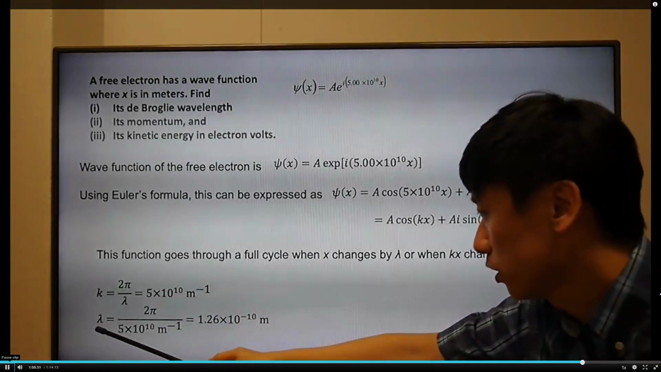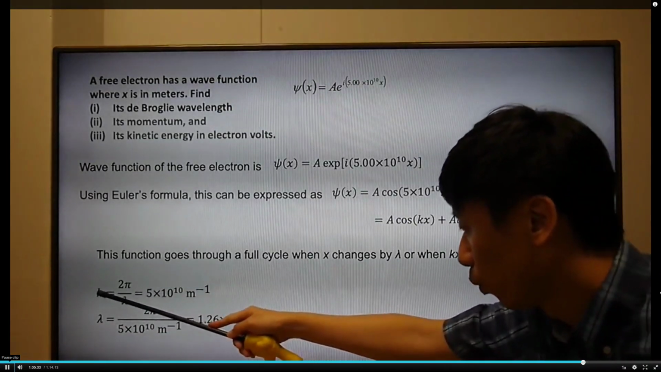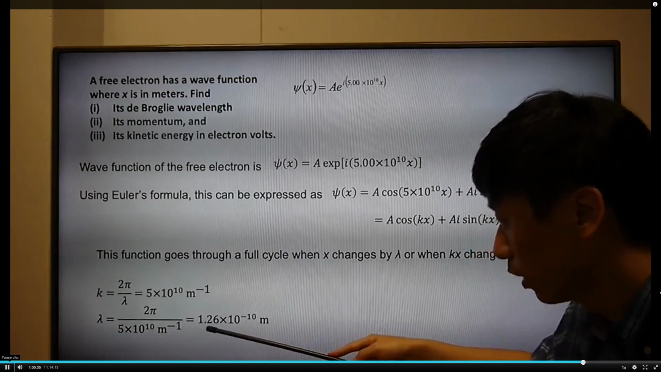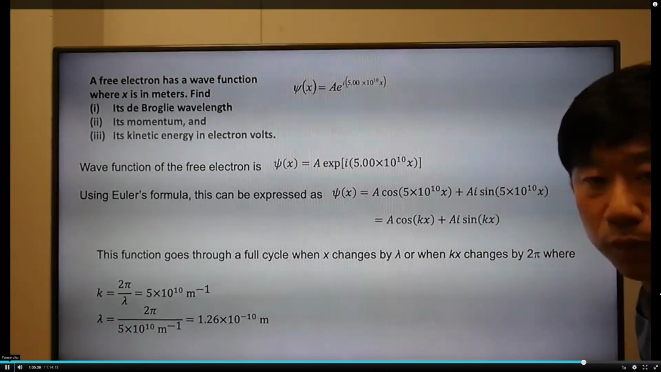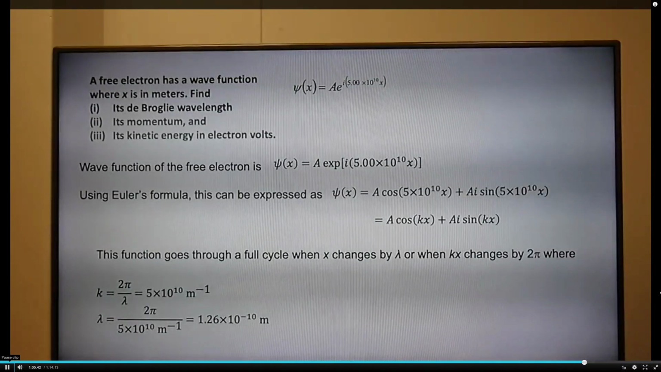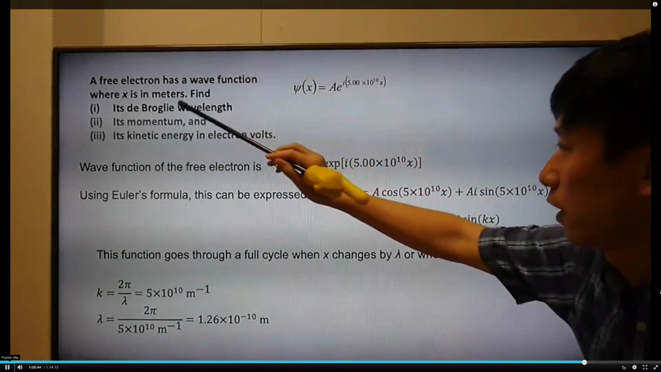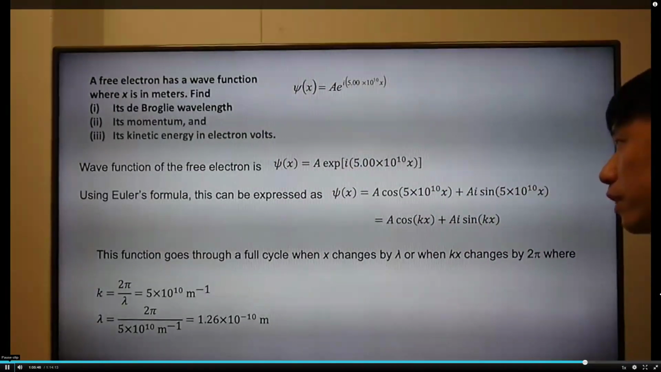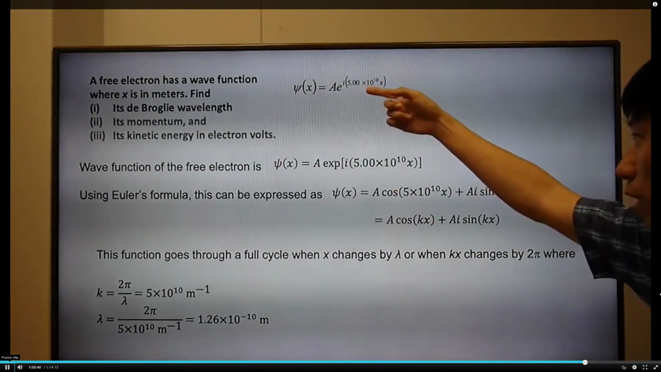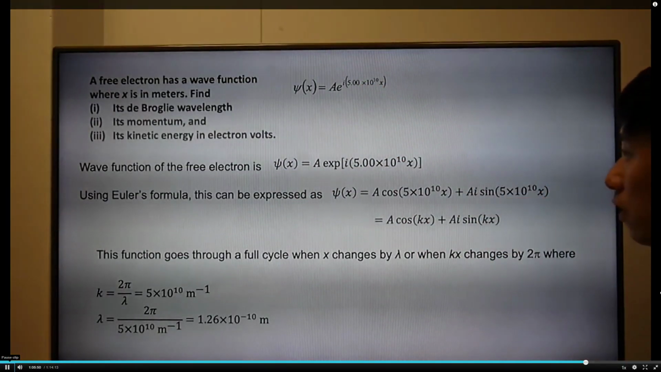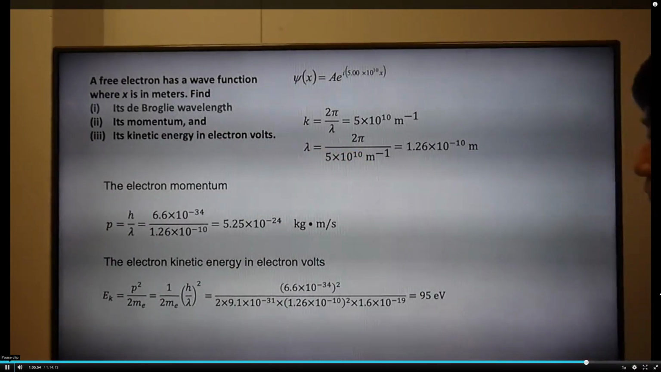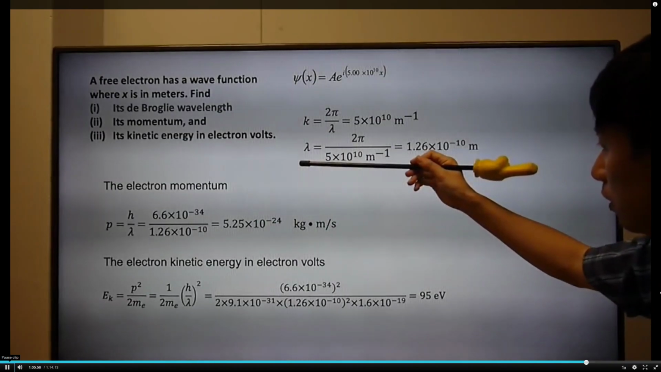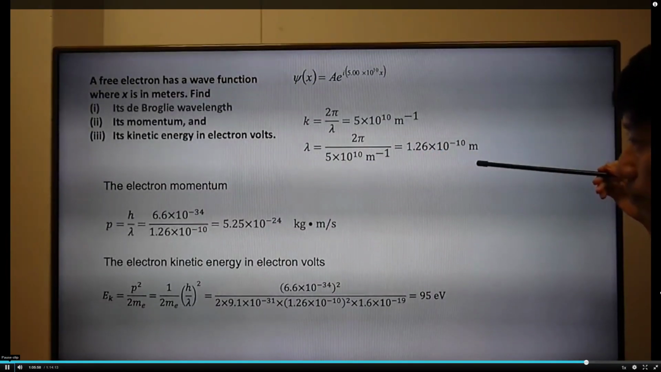Then the wavelength is 2 pi over k, so it is 1.26 × 10^-10 meter. This is how to find the de Broglie wavelength from the wave function. Next, find momentum. Now we have the de Broglie wavelength.